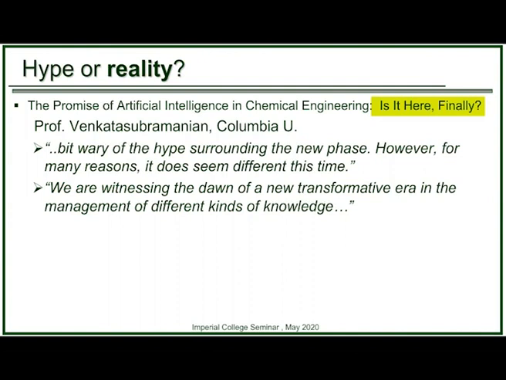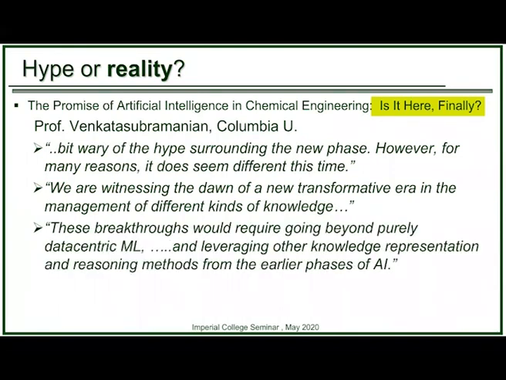And so overall, Venkat is cautiously optimistic on the application of big data. But he does caution that much work remains to be done, particularly in the area of information fusion from many different sources of data. And so that's the second and the third bullet that I've shown here. The breakthroughs for successful applications of AI would require going beyond purely data-centric machine learning methods and leveraging other representation, knowledge of the process and reasoning methods to arrive at successful applications of AI.